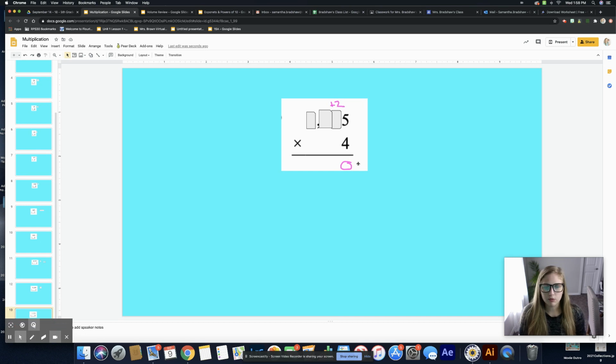Then I'm going to move my box or my sticky note over because I am done with the ones place. 4 times 7 is 28, plus my 2 that I carried is 30. Put my 0, carry my 3. I'm going to move over because I am done with the tens. I'm now working with the hundreds. 4 times 3 is 12, plus 3 is 15. Put my 5, carry my 1.